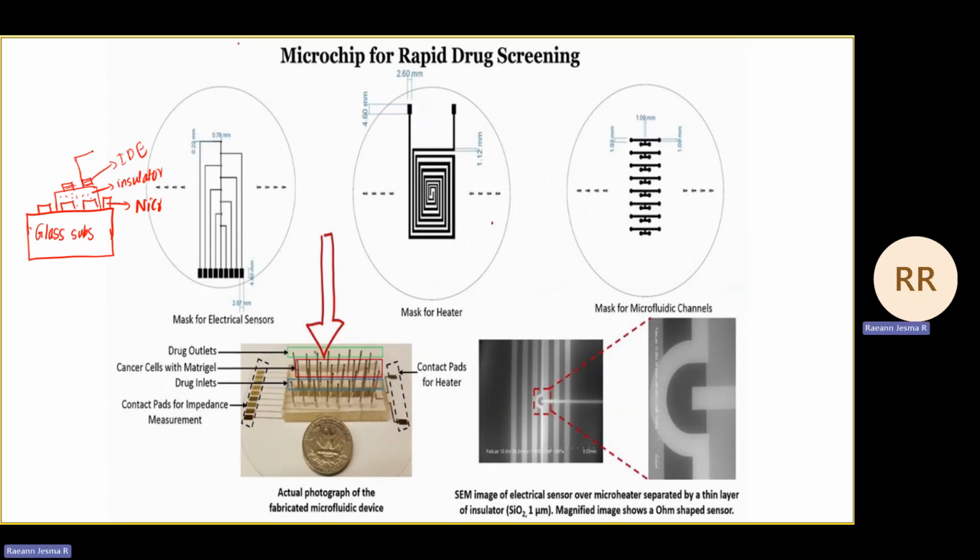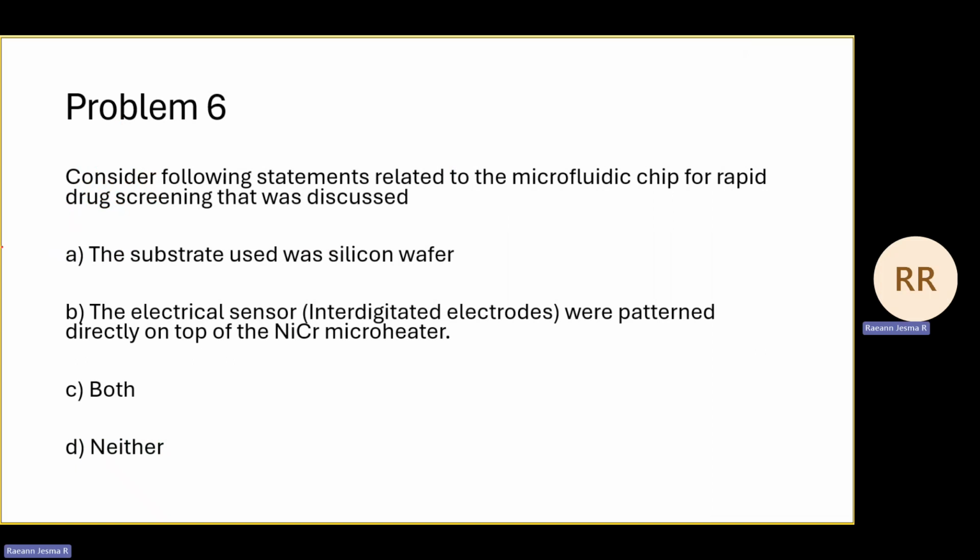Then again on top, we'll have the microchannel, which is made by using the PDMS structure. Okay. So from this, what we can say is that in option A, it was mentioned that the substrate is silicon, right? So here we can see that the substrate is not silicon, it is glass. Okay. So option A is wrong.